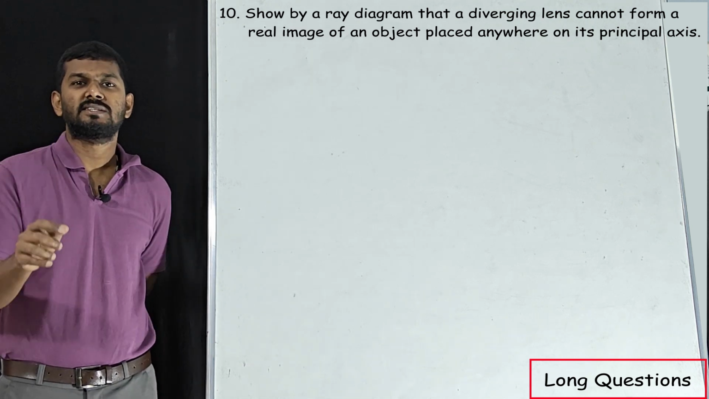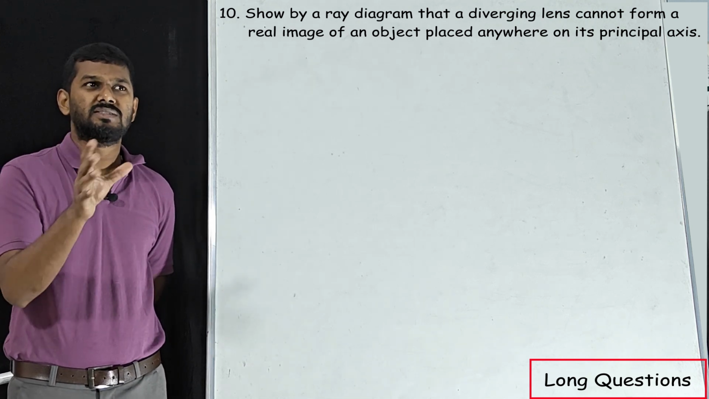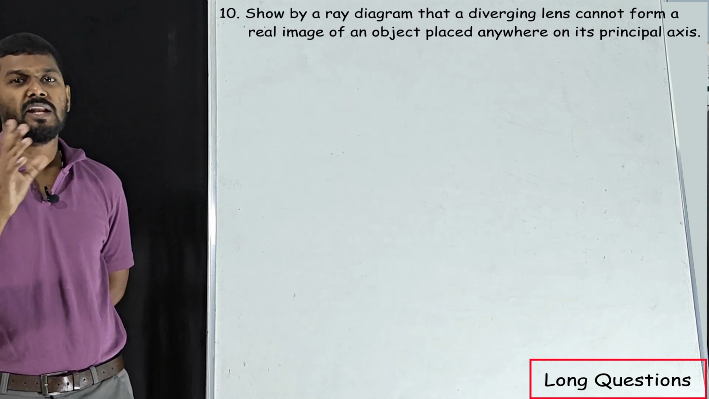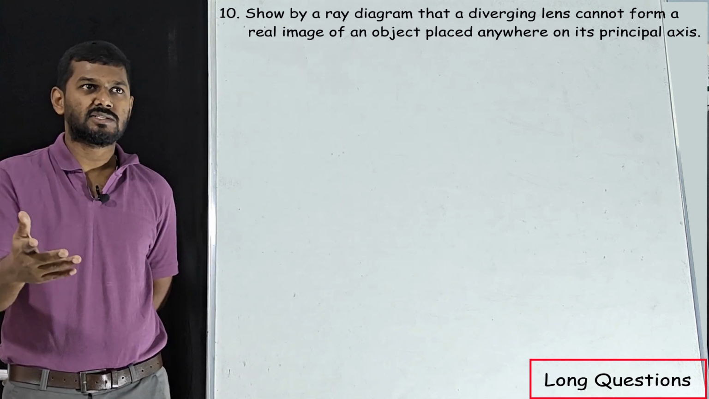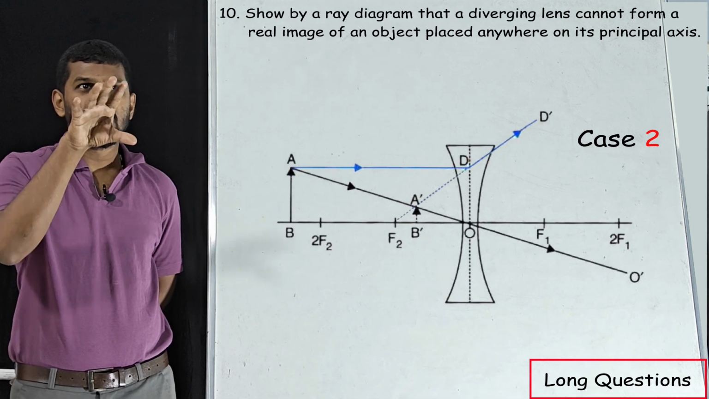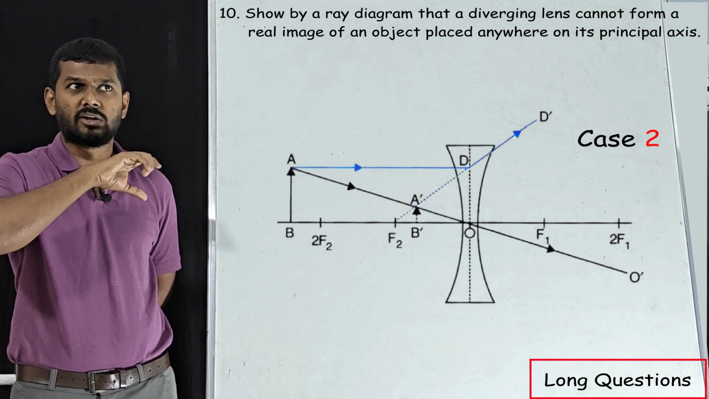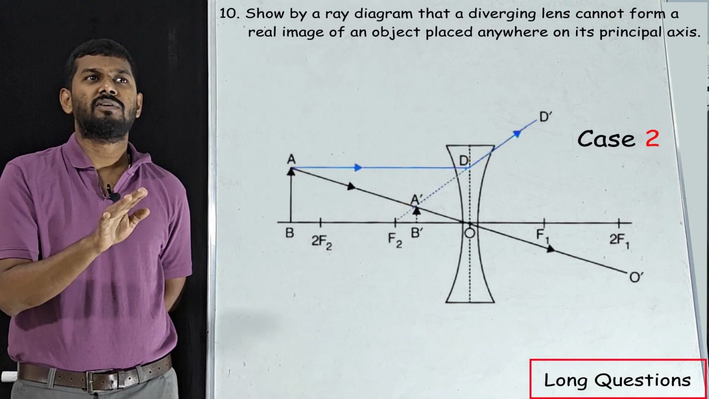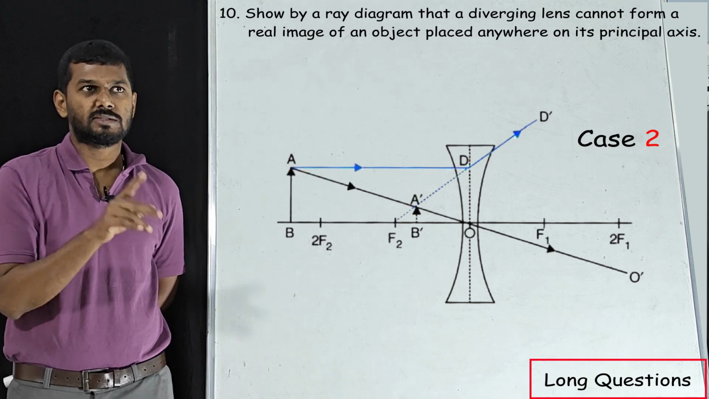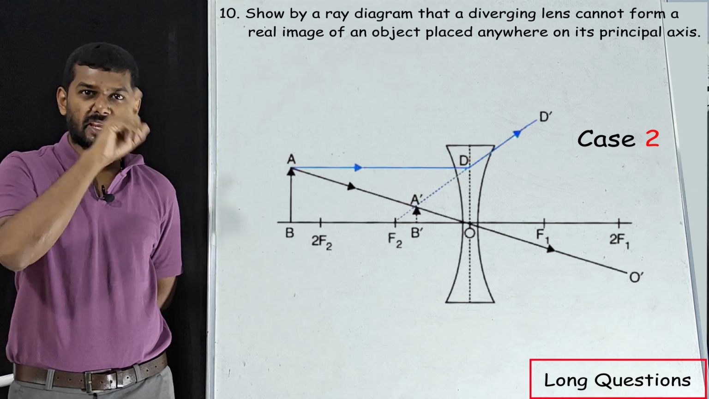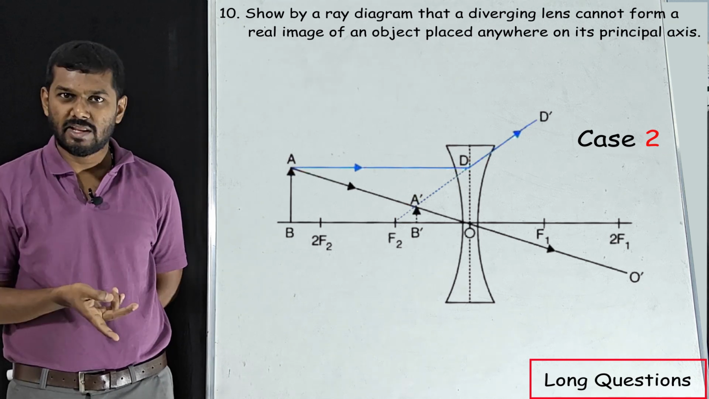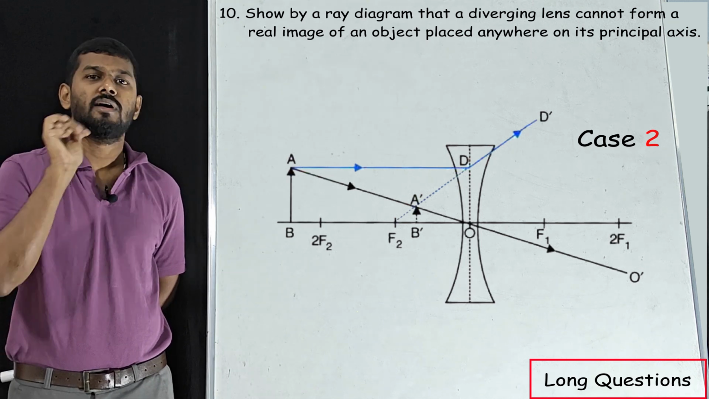See, diverging lens is nothing but concave lens. So we just have to draw the diagram. How many cases do we have? 3 cases: case 0, case 1 and case 2. But here it is clearly mentioned that wherever you keep the object on the principal axis, it is always going to form a virtual image, correct? So we have to show the object also. That is why this is case 2 of concave lens.